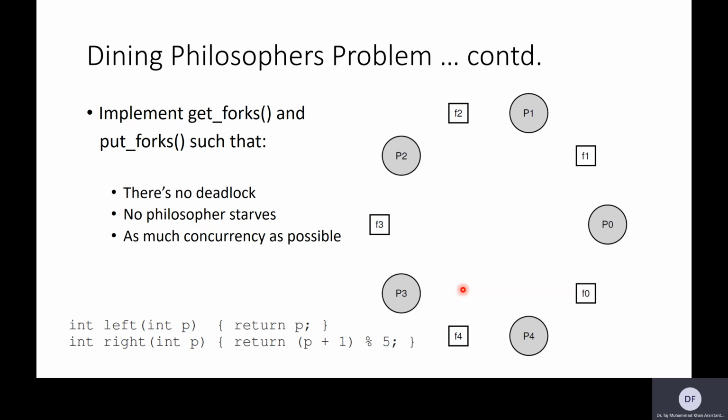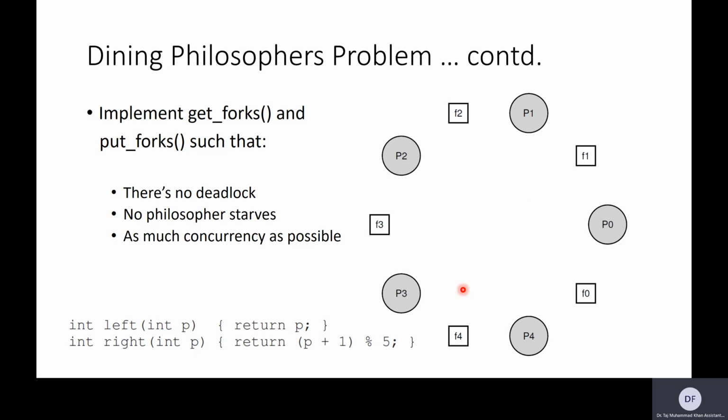After eating, they will call put forks, but no thread can call put forks because it cannot progress. It cannot execute further. It cannot return from the get forks function, because they are waiting in a circular wait for each other. So this is a classic deadlock situation. No thread can progress.